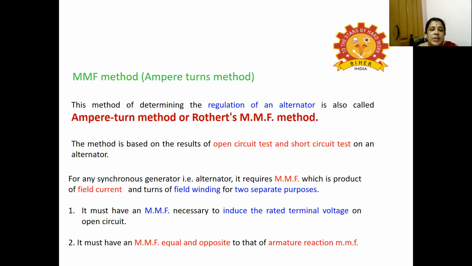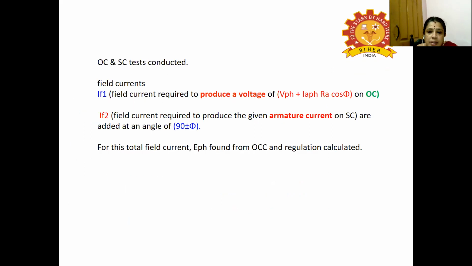Next is the MMF method or ampere turns method. This method of determining the regulation of the alternator is also called the ampere turn method or MMF method. It is based on the results of the open circuit test and short circuit test on the alternator. For any synchronous generator, the alternator requires MMF, which is the product of the field current and the turns of the windings, for two separate purposes. It must have an MMF necessary to induce the rated terminal voltage on open circuit. It must have an MMF equal and opposite to that of the armature reaction.